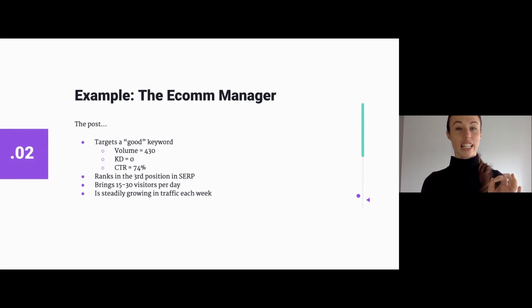Here is an example of a post that's performing really well. It's on the Ecom Manager website that we run, and according to a couple KPIs on here, it is doing great. First of all, it's just a good keyword. The post targets a really good keyword. It's got a decent volume, a low keyword difficulty, and a high click-through rate. So this already tells me this is a great topic to have on our blog.